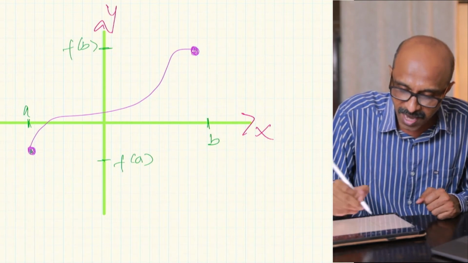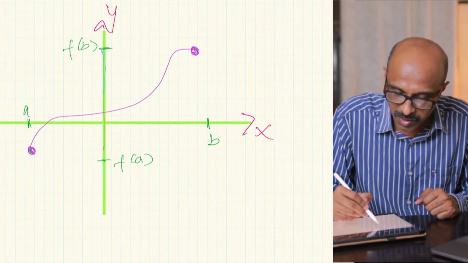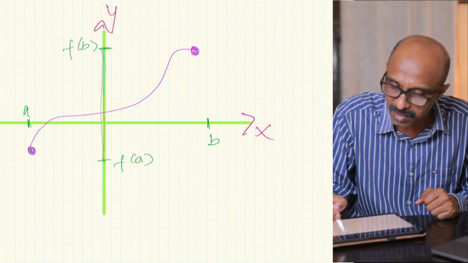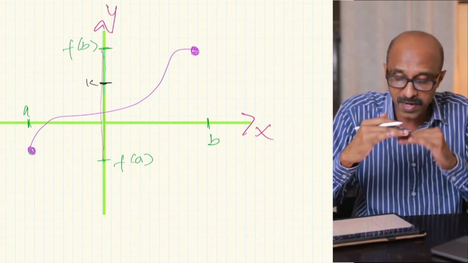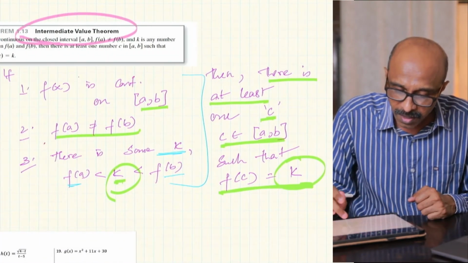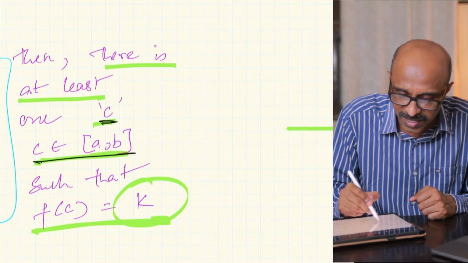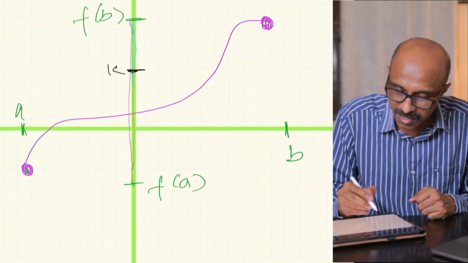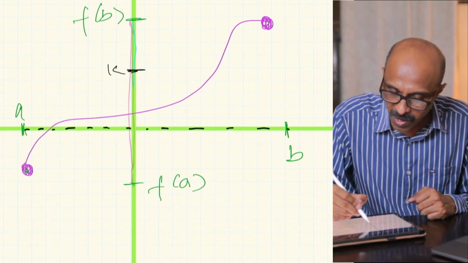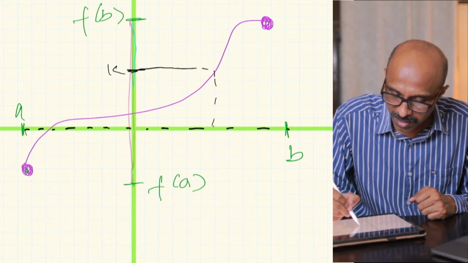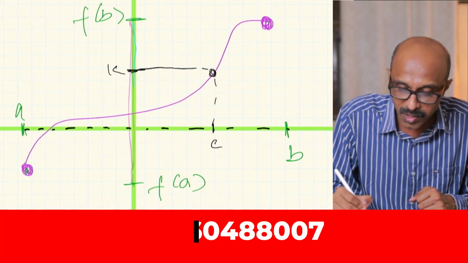It says if there's some k in between f of a and f of b, you're looking at the y values here. Let me mark that with some color. Let me take a value here, and let that be k, some k in between f of a and f of b, the y values. What the intermediate value theorem is actually promising us is that there should be some c among the x values, in between a and b, where the value of the function is equal to that k.